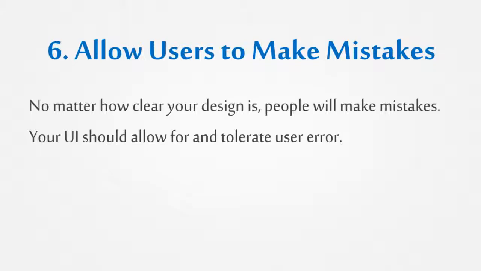The sixth one is allow users to make mistakes. No matter how clear your design is, people will make mistakes. Your UI should allow for and tolerate user error. Design ways for users to undo actions and be forgiving with varied inputs. Also, if the user does cause an error, use your messaging as a teachable situation by showing what action was wrong.